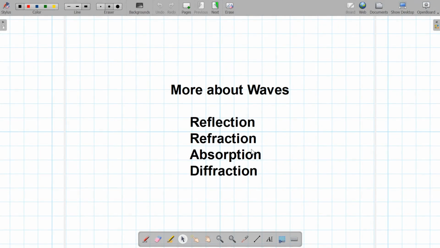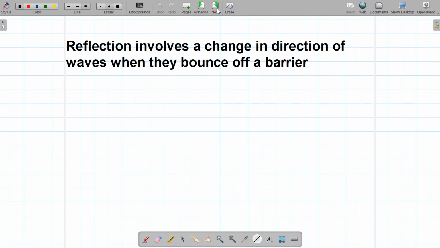Okay, everyone, let us conclude this unit talking about these four characteristics of waves: reflection, refraction, absorption, and diffraction. Let us begin by discussing reflection. What is wave reflection? Well, it involves a change in direction of waves when they bounce off of a barrier.